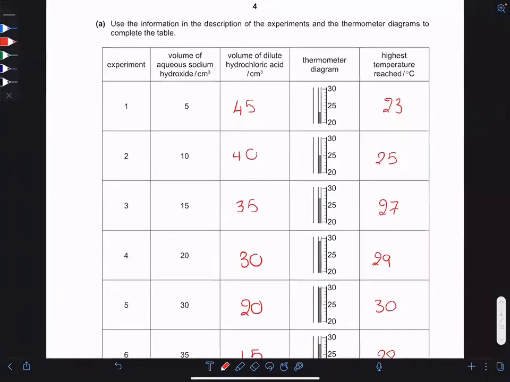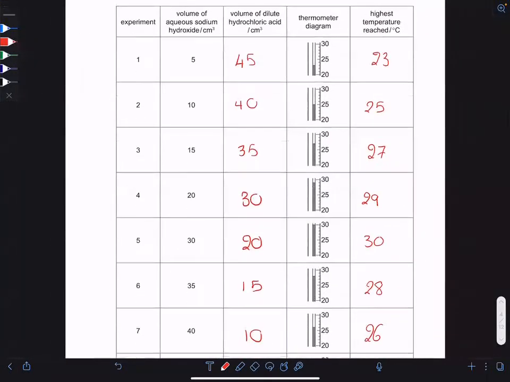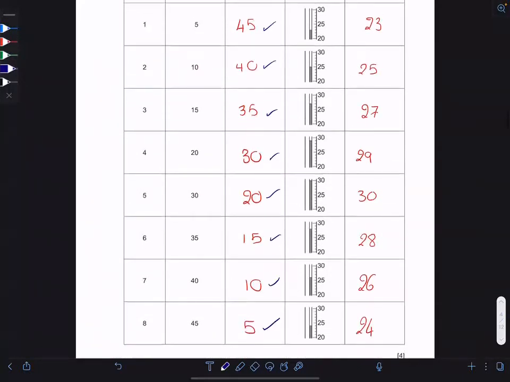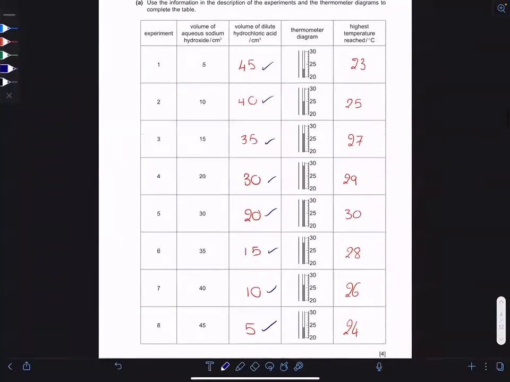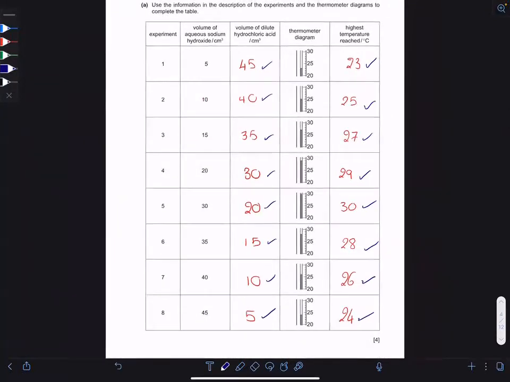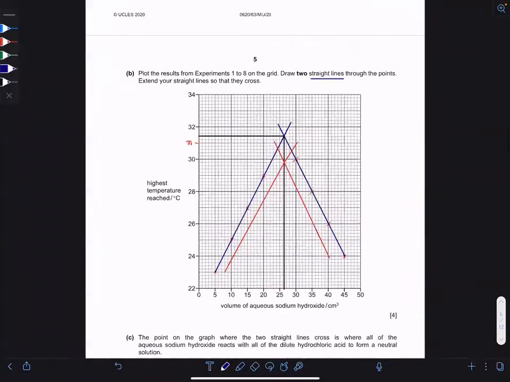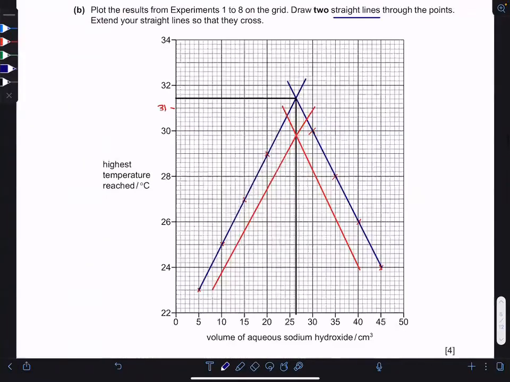Then he asks you to take the readings. Of course, the volume of dilute hydrochloric acid, you just get it from the question itself: 45, 40, 35, 30, 20, 15, 10, and 5. Okay, the highest temperature reached: 23, 25, 27, 29, 30, 28, 26, 24. Each mistake, you deduct a mark. Okay, this was one of the most important graphs that came in paper 6.